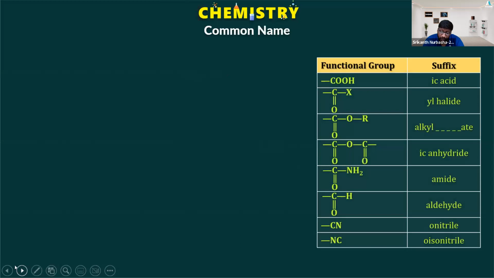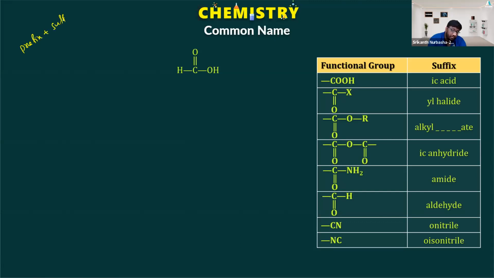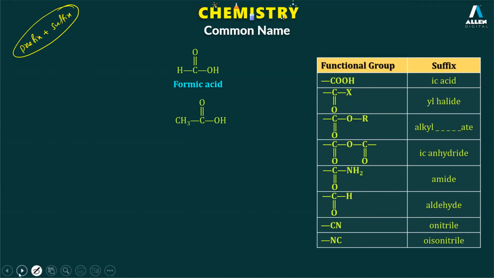Let us look at the names, students. Different functional groups will have different names. HCOOH: what is the name? Formic acid. Prefix plus suffix. The prefix gives the number of carbon atoms in the compound, including the carbon from the functional group. The suffix gives the functional group, that is ic acid. How many carbons? Only one carbon atom. So that is form, and ic acid: formic acid. CH3COOH: 2 carbons means acetic acid.